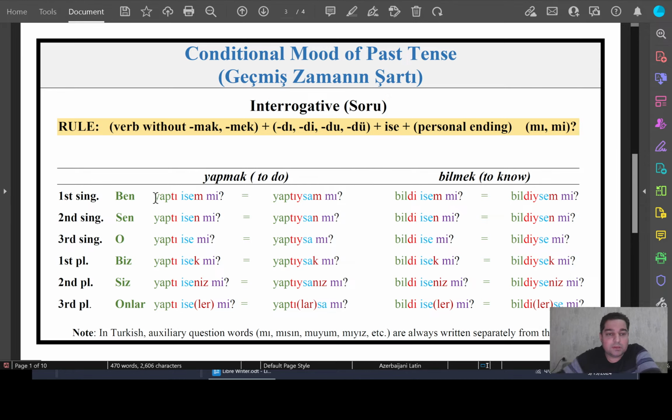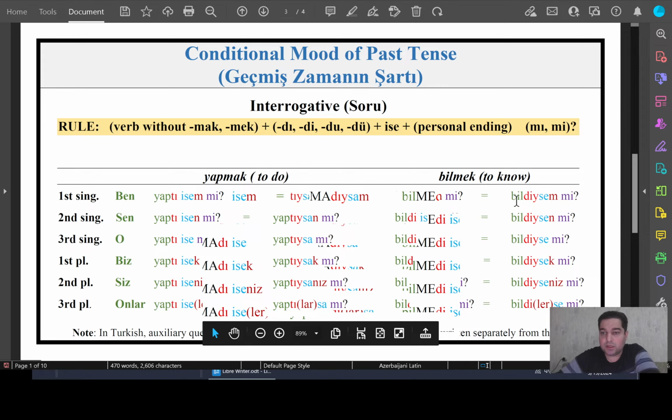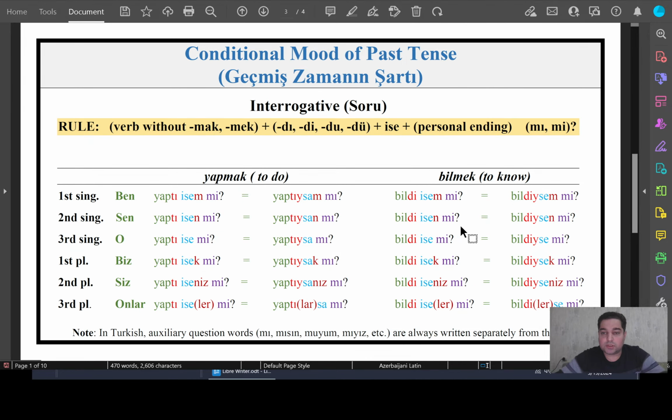So what do you have here? Yaptı, then isem, then the question word mı, mi, mu, mü. And how do you combine it? It's just yaptıysam mı, right? Sen yaptıysan mı? O yaptıysa mı? Biz yaptıysak mı? Siz yaptıysanız mı? And onlar yaptılarsa mı? For bilmek it will be: ben bildiysem mi? Sen bildiysen mi? O bildiyse mi? Biz bildiysek mi? Siz bildiyseniz mi? And onlar bildilerse mi?